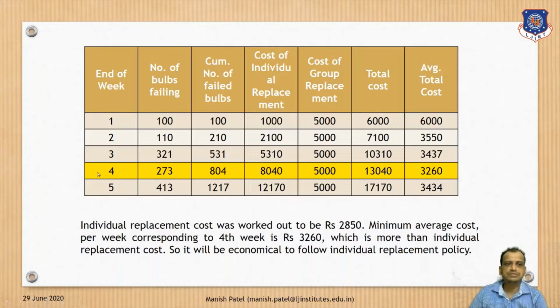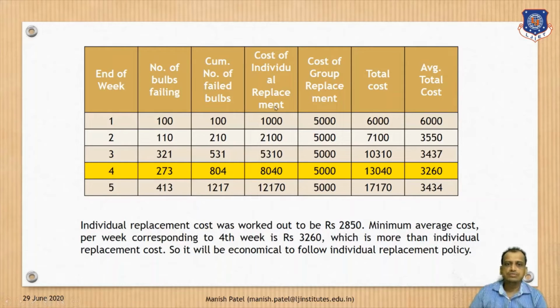Now you prepare this table here for the group replacement. In the first column you write end of week, right? Next you write down the number of bulbs failing, which we already found out: first week 100, second 110, 321. Clear? Now you will do the cumulative number of failed bulbs. You add: first of all it is 100, 100 plus 110 is 210, 210 plus 321 is 531, and accordingly. Clear?